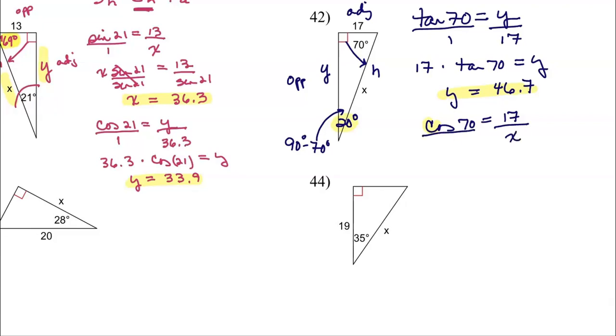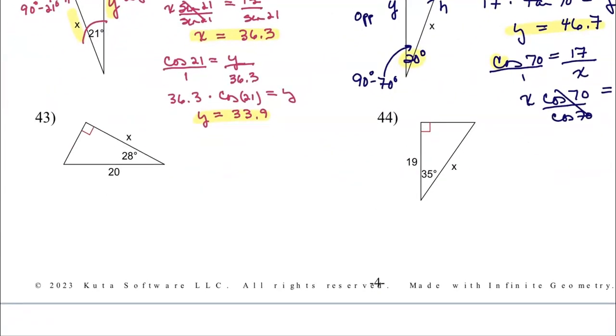This is a two-step problem. X times the cosine of 70 equals 17. Divide both sides by cosine of 70, because your goal is to isolate the x, and 17 divided by the cosine of 70 is going to equal 49.7. So x equals 49.7, and we have all the missing sides.